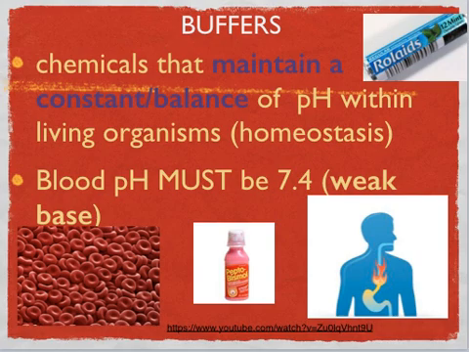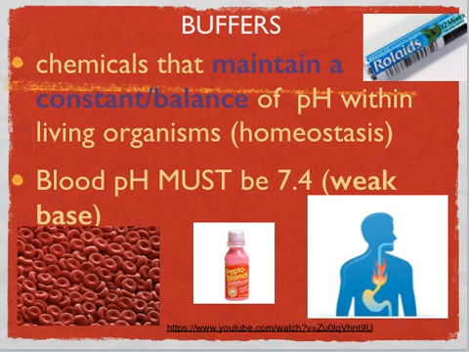Okay, buffers. This is in the large rectangle on the back of your note sheet. You write what's in blue. Buffers are chemicals that maintain a constant pH or a balance of pH within living organisms. This is an example of homeostasis. Okay, so your blood must maintain a pH of 7.4.